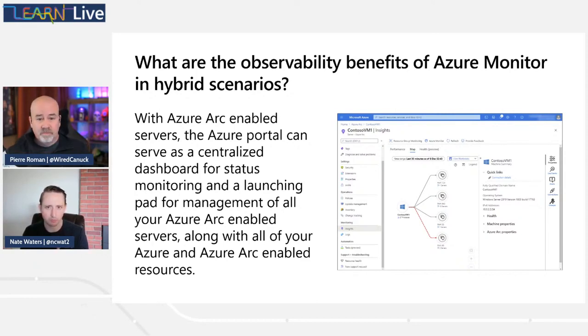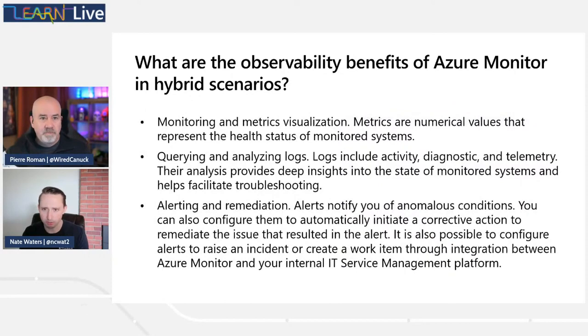And I think there are really three key capabilities that we use Monitor for. It's metrics monitoring and metrics visualization. It's querying and analyzing the logs, like diagnostic and telemetry, and it provides deep insight into the monitored states of those systems. And the last one is alerting and remediation. So alerts notify you of anomalous conditions, and you can configure them to automatically initiate a corrective action to remediate the issue that resulted in the alert. And so if you've got a server that somehow drifts on-prem, maybe it's one of those old servers we talked about that you have no idea what it does and you're too afraid to unplug, you can set up configuration states with Monitor. And if something does drift, it can automatically be reverted.